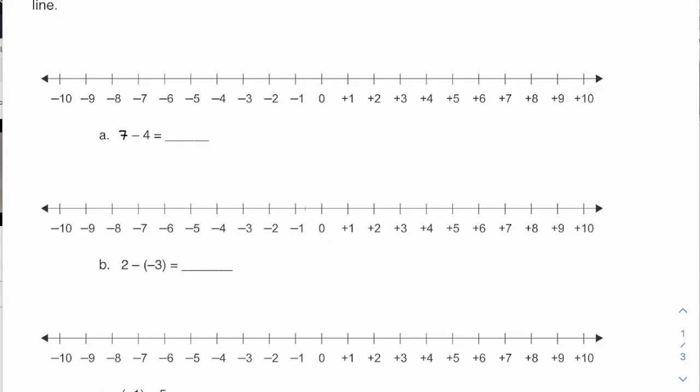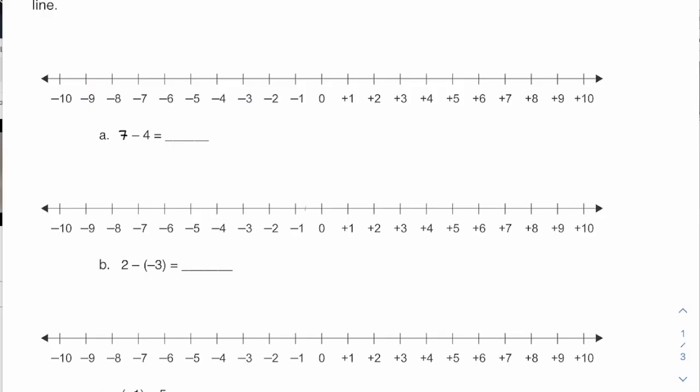As we begin here, I want to talk about one thing. Addition and subtraction are opposite operations. To undo something we've added, we would subtract to undo that. So that's an important thing to remember as we go forward here. So we'll demonstrate our first one here, 7 minus 4.